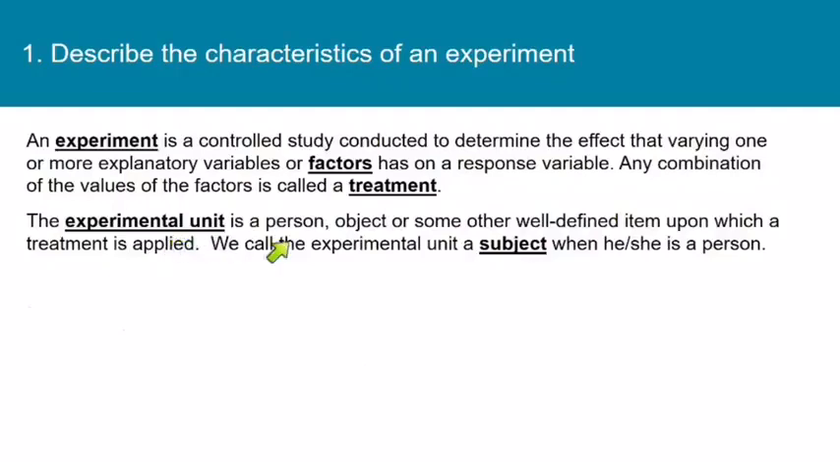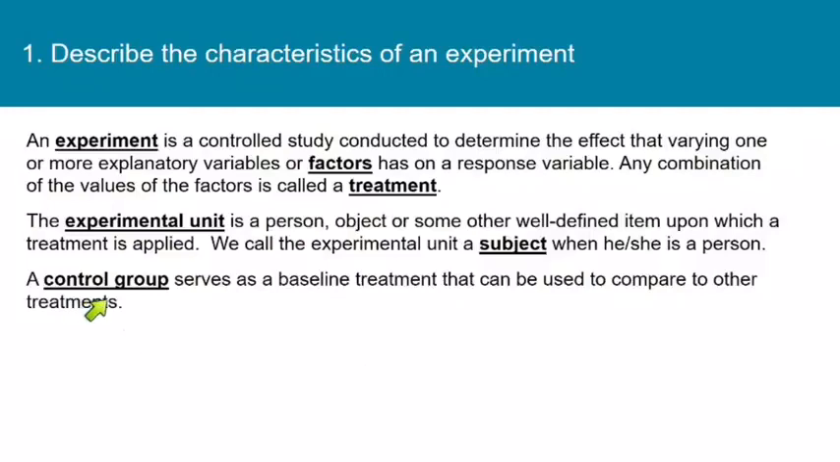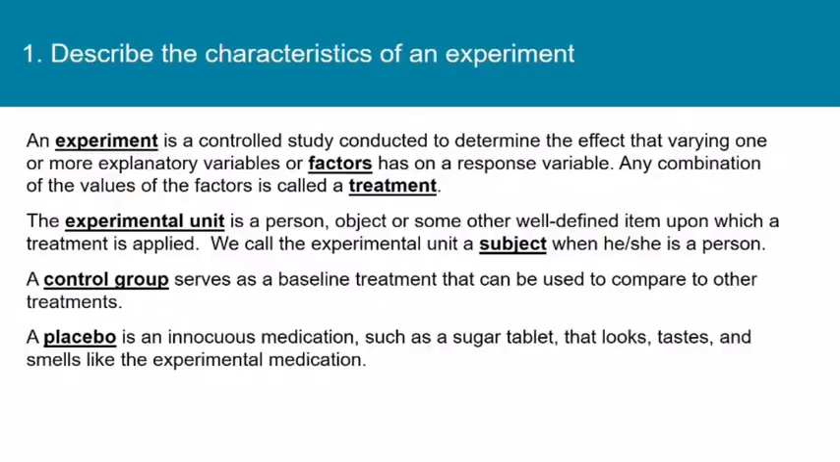The experimental unit is a person or an object or some other well-defined item upon which treatment is applied. We call the experimental unit a subject when he or she is a person. It would sound very funny to call people experimental units, wouldn't it? A control group serves as a baseline treatment that can be used to compare to other treatments. So it's very important, and you'll notice when you read medical literature, there's always a control group that didn't receive any treatment or that received a placebo treatment.